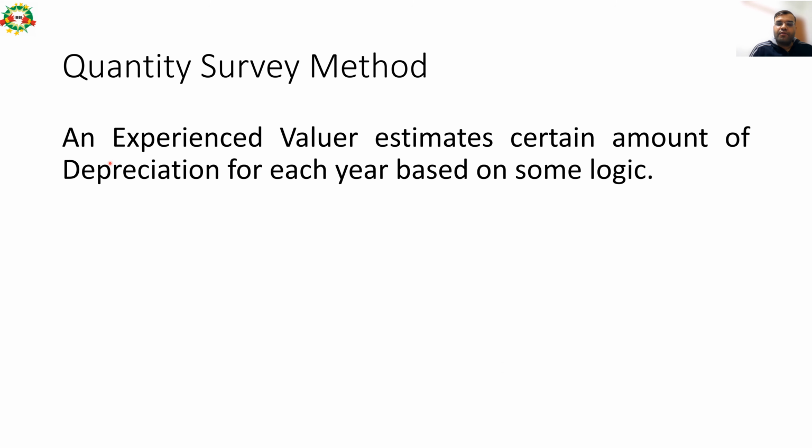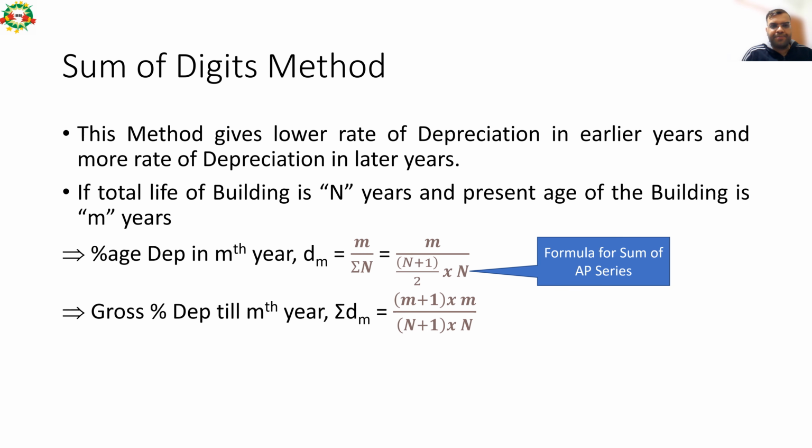The fourth type of calculation of depreciation is the quantity survey method. Normally a numerical doesn't come out of it, so for academic purposes you should know the name of the method and a little bit about the method. An experienced valuer estimates a certain amount of depreciation for each year based on some logic. That is all about this method. Numerical doesn't come out of it.